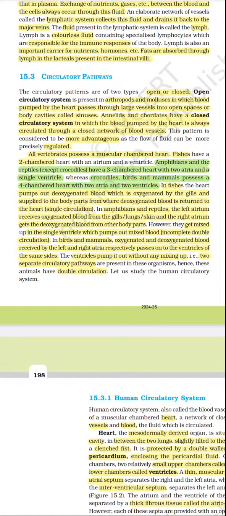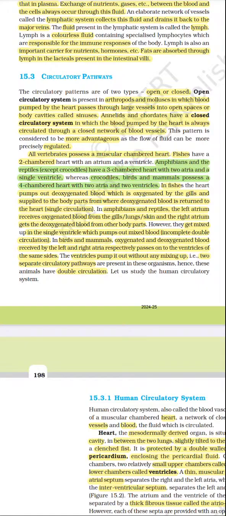Fishes have a two-chambered heart with an atrium and a ventricle. Amphibians and the reptiles, except crocodiles, have three chambers: two atria and a single ventricle. Crocodiles, birds, and mammals possess a four-chambered heart with two atria and two ventricles.